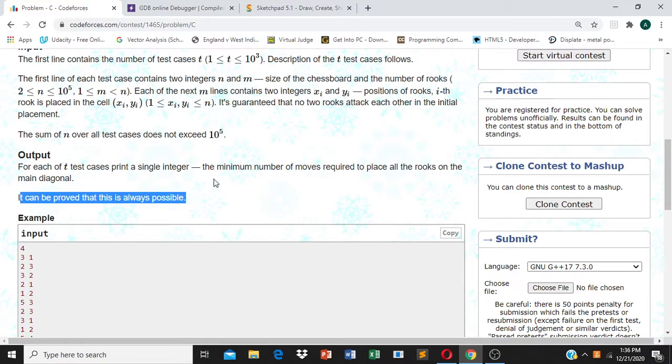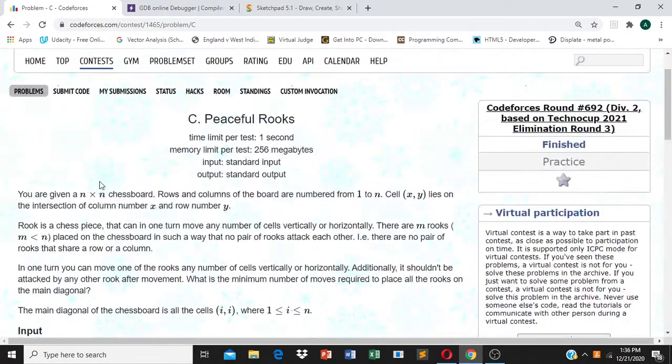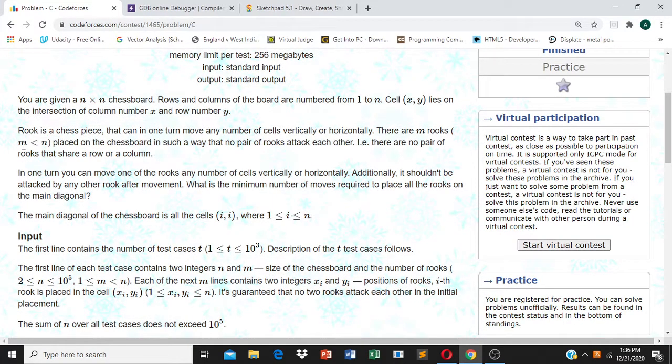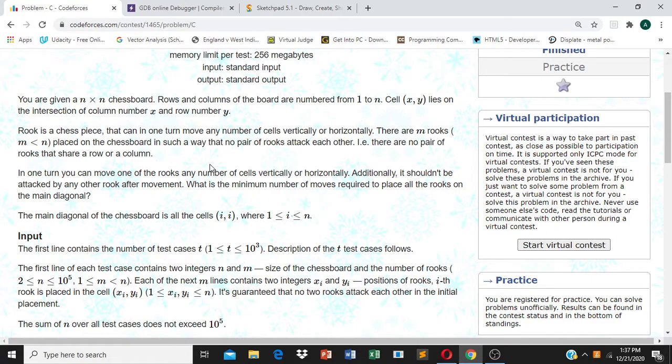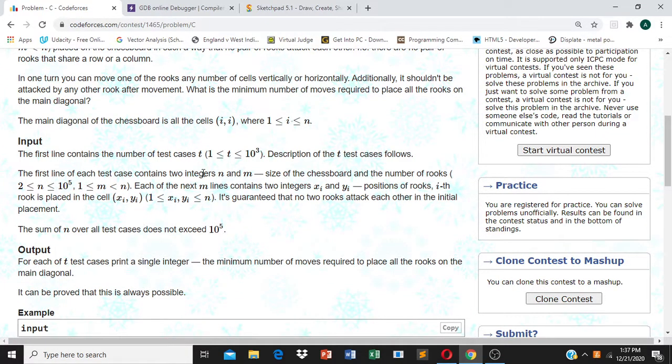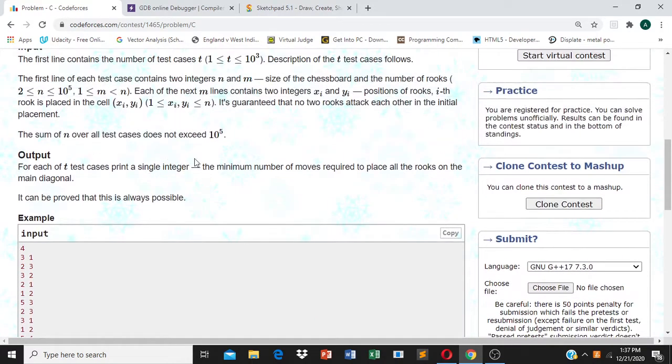That's actually true because m is always less than n. If m is equal to or greater than n, it won't be possible, because if there is a rook here, no other rooks can be in the same row and in the same column. You have to be careful about that, and that's exactly why m should be less than n. Here, m means the number of rooks. So we're given an input format.